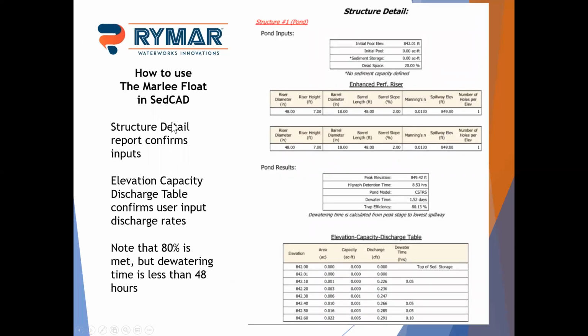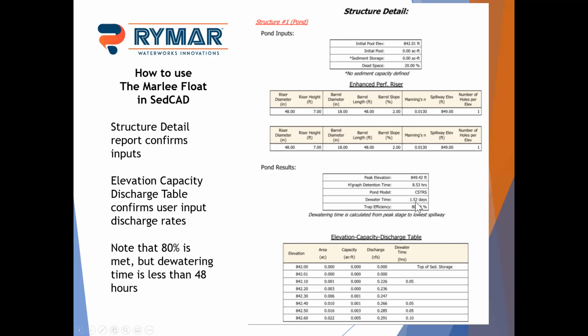So then, once you run your report and look at your structure details, it's going to give you all the information. Just check and make sure it's put in there correctly. And again, in this case, we barely hit our 80%. So we got our 80.1%. So check the box. Our sediment basin's good to meet the permit requirements there.